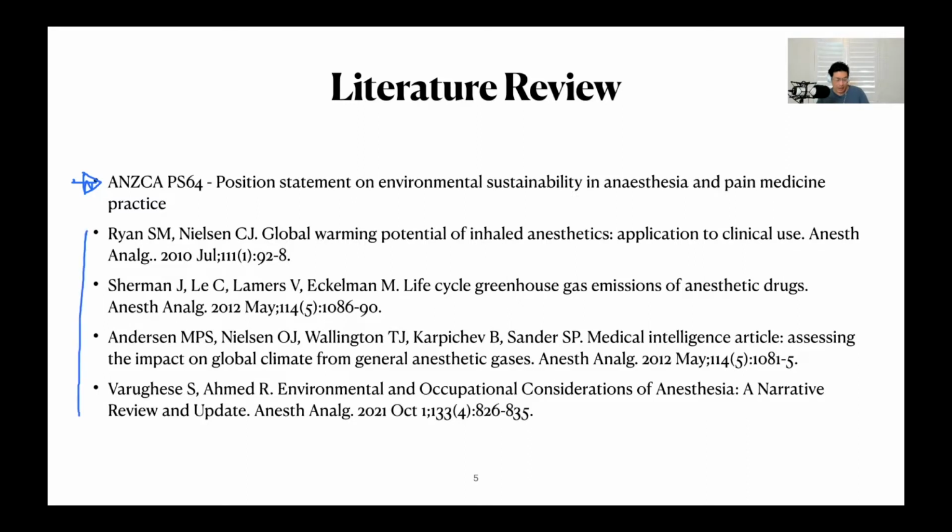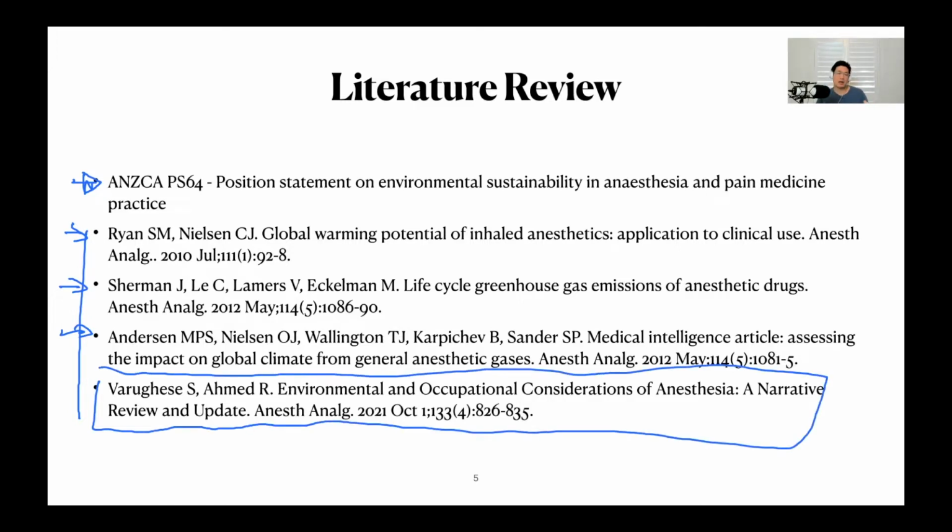Now, these are the key articles that ANZCA PS64 references, or in actual fact, these are the 3 key articles. This one here, I've just included because it's the latest article, so 2021, and I've just provided it just to show you a broad overview of some of the concepts and how you'll see a wide variation of ranges, okay, with those numbers. And I guess we have to come to a consensus together in terms of what numbers we're going to include in our answer.